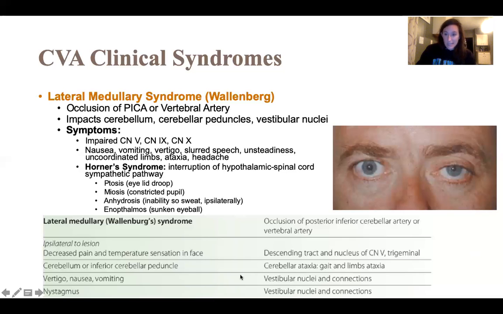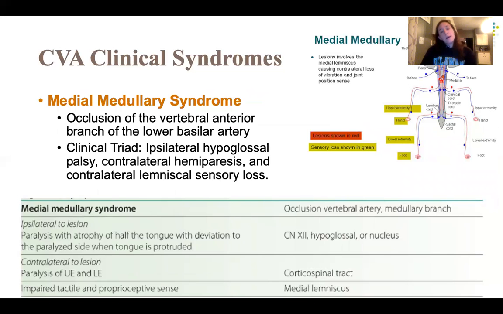This chart is just the exact same thing as up here, just a different way for you to look at it, depending on your preference. Medial medullary syndrome is super rare. I think it's less than 1% of all strokes that we see, but I still wanted to put it on there. I gave you the lateral side, let's give you the medial side.